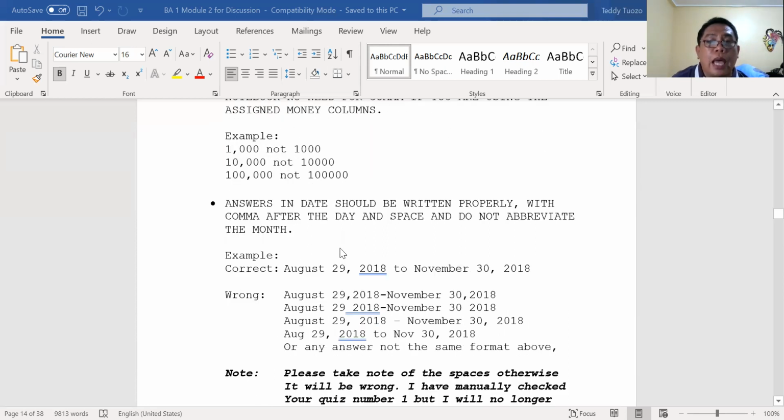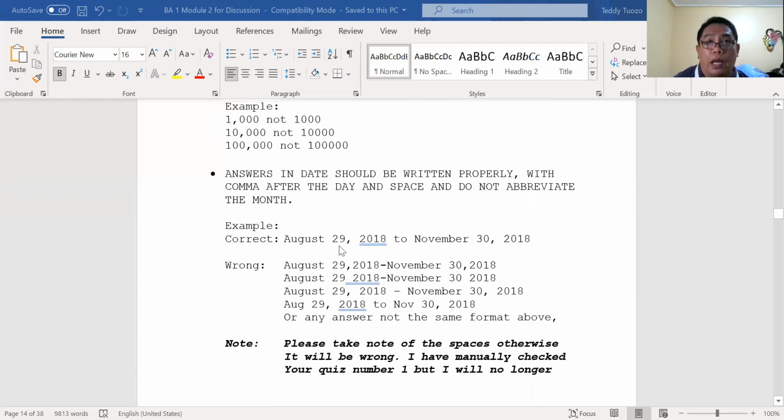Etc., etc. Answers in date should also be written properly with comma after the day and space after the day, and do not abbreviate the month. Because when I prepare the answer key in Flare, I do not abbreviate it. It cannot be abbreviated. Example, for the first quiz that we have, the correct date is August 29 with space, and then the year 2018. Because when I gave you the example, it is in this manner. I did not write dash or hyphen.